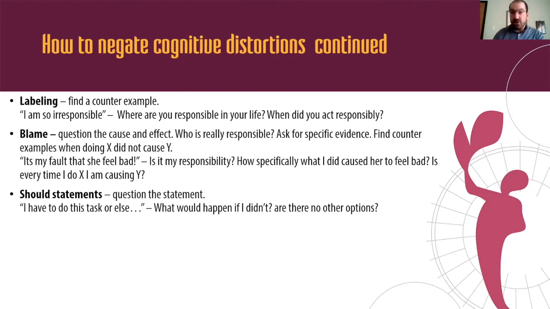Are there no other options? Is it either that I have to do this task, and if I'm not doing it, then whatever happens is crucial? Maybe not. So all these should statements, we want to expand our model of the world and look at what other options can occur. So these are examples of how to negate cognitive distortions.